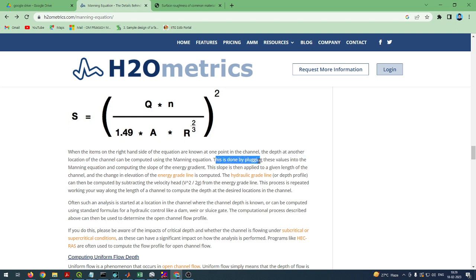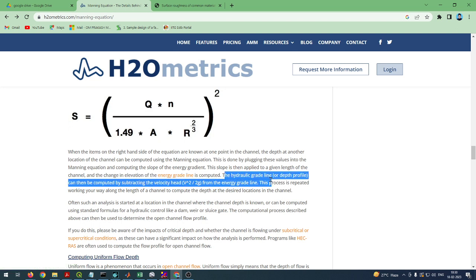This is done by plugging these values into the Manning equation and computing the slope of the energy gradient. This slope is then applied to give the length of the channel, and then the change in the elevation of the energy gradient line is computed.